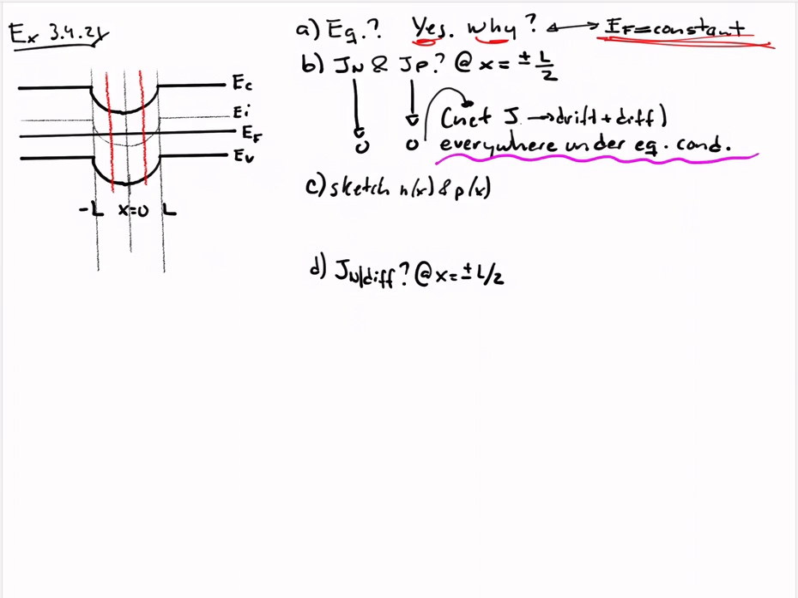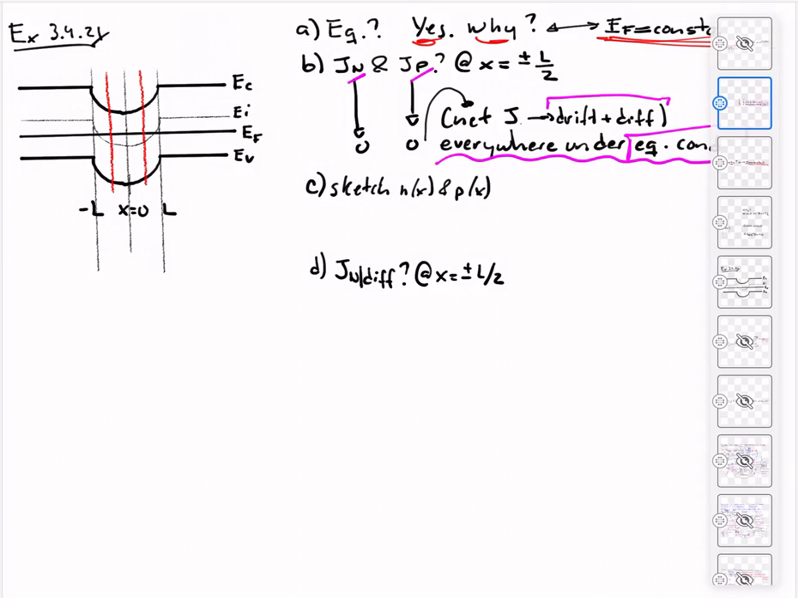So, it has to be zero, both have to be zero because the net current density, the one that includes electrons and holes, and the one that also includes drift and diffusion, has to be zero under equilibrium conditions. So that's for part B. Now let's go for part C, that asks us to sketch the concentration of electrons and the concentration of holes. So let's go there.